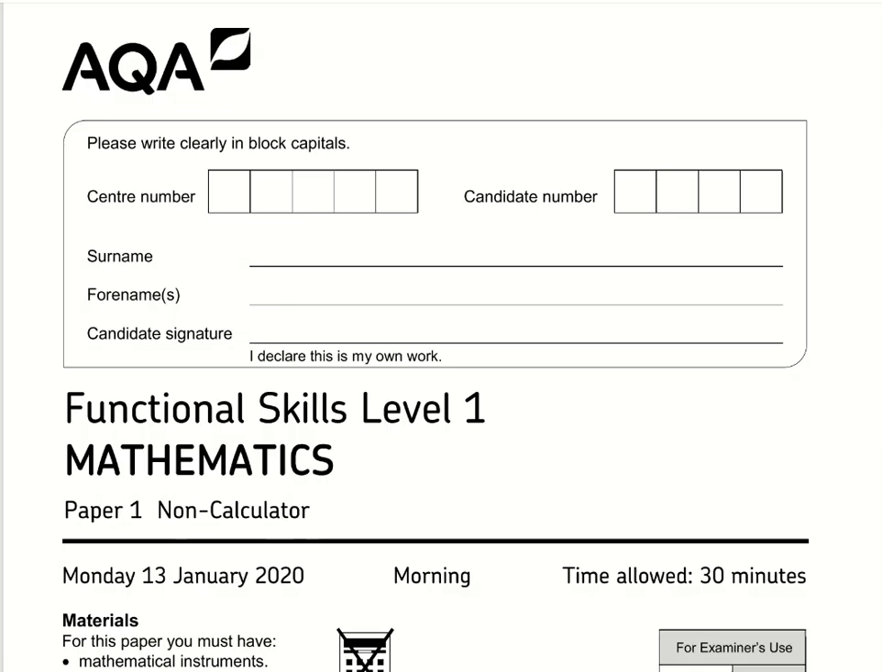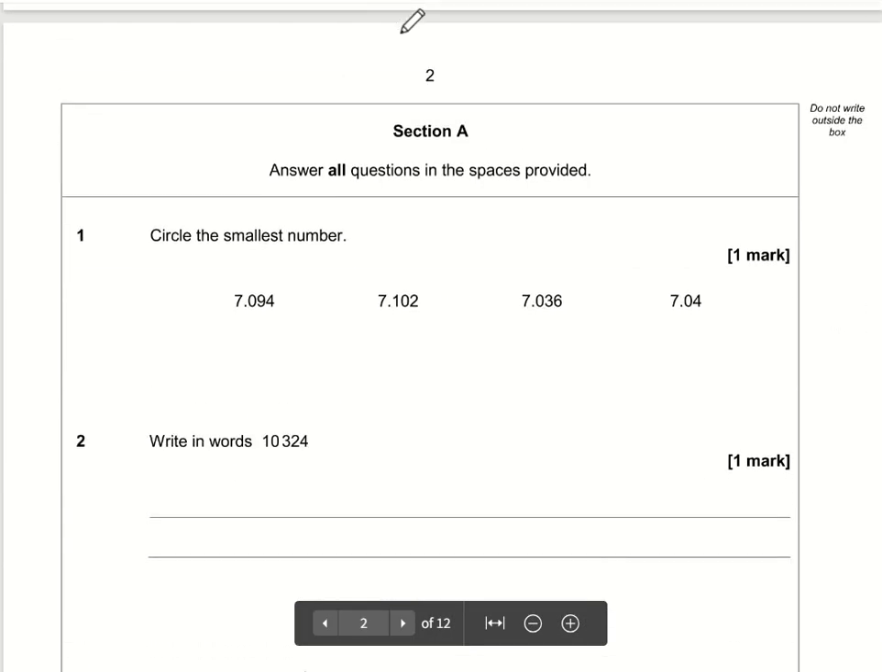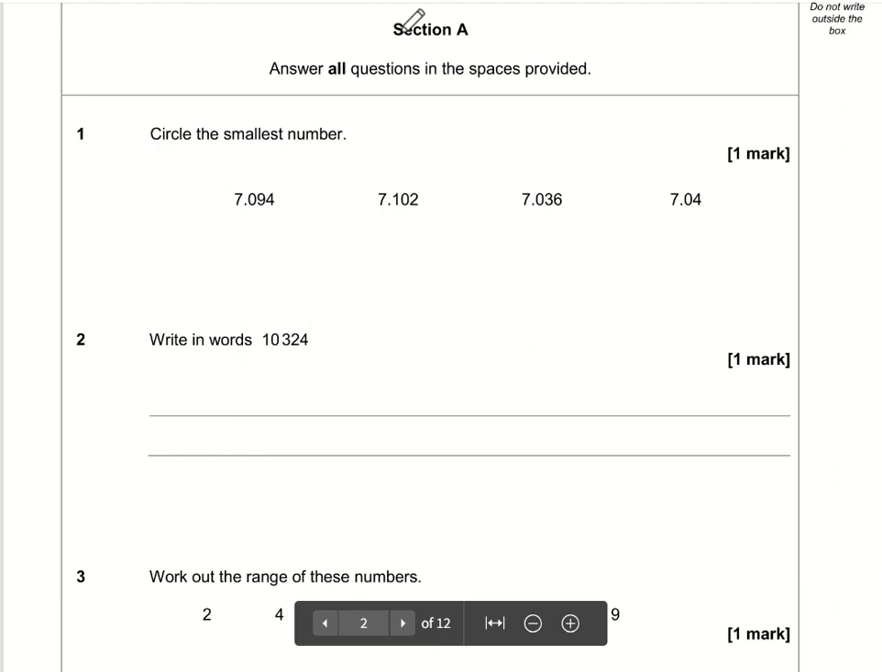Here are the video solutions for AQA Functional Skills Maths Level 1. This is paper 1, which is the non-calculator paper, and this is from January 2020. So question number 1, circle the smallest number.